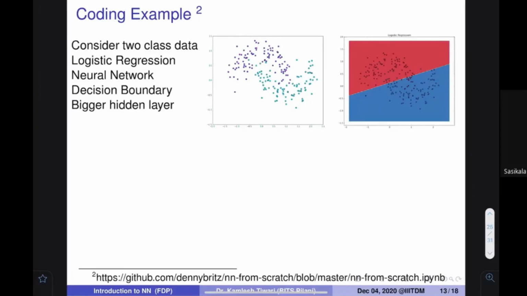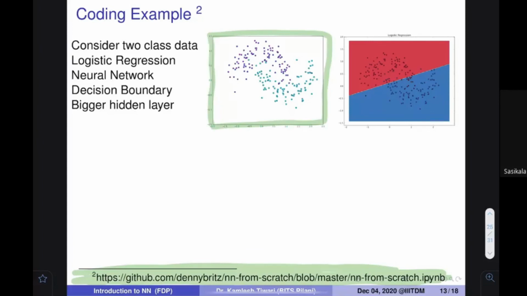Okay, so now we are going to talk about a training example, a coding example that you will see in the lab sessions. You can go and search for this particular place, copy the code, and run it on your side. I will explain what it means. Here the data is called the moon data, where one category of the item is here and another category is here. So they are kind of intermixed.